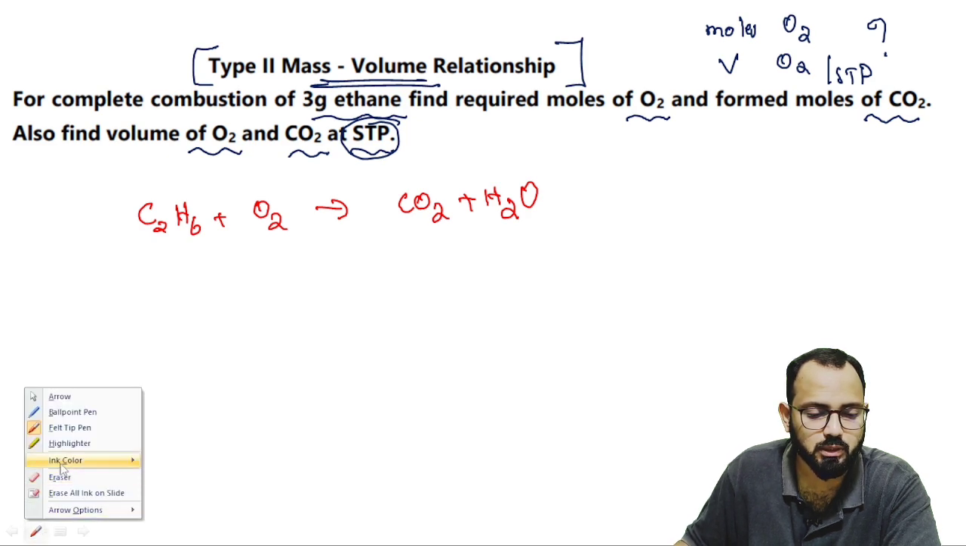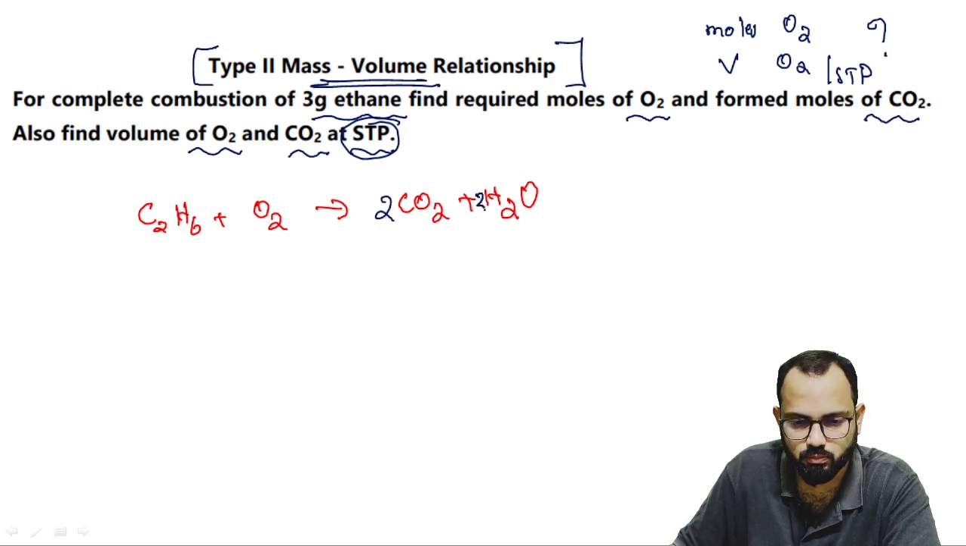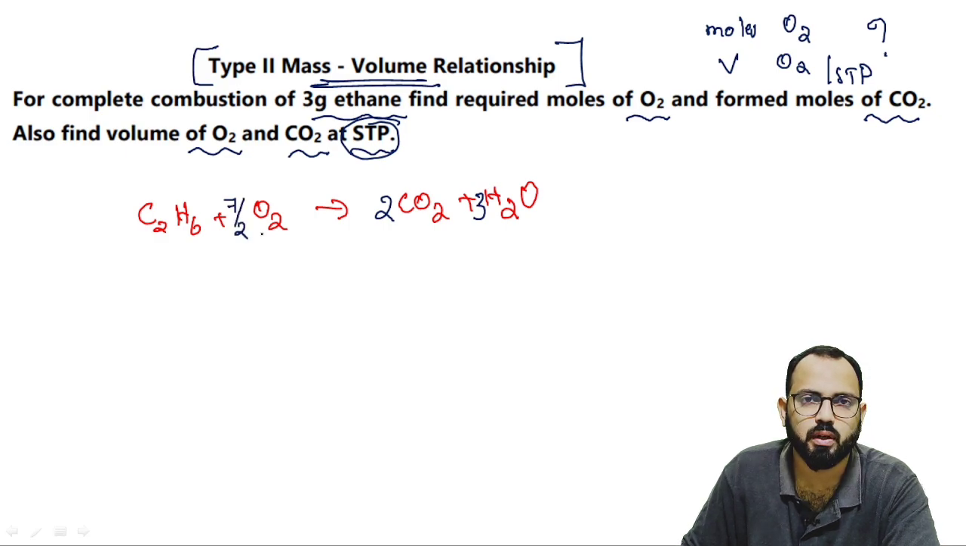Now, first I'm going to balance the carbon. How many carbon atoms are there? You got two carbon atoms on the left hand side, so it is 2. Then hydrogen: here 6, here 2, so 3. Now how much oxygen is present? Left only 2, right? 2 into 2 is 4, 4 plus 3 is 7. So this is going to be 7 by 2, right?